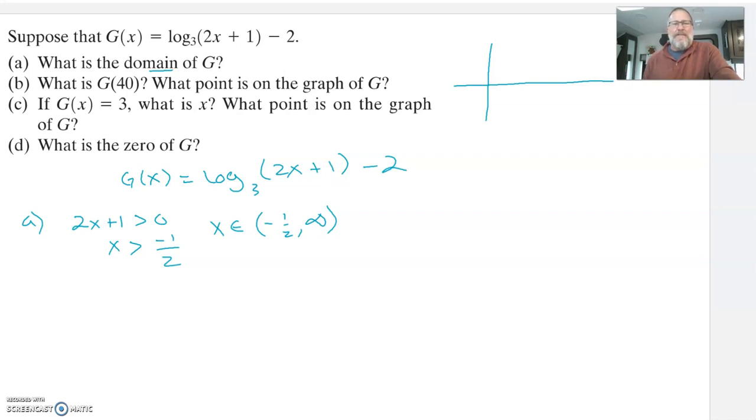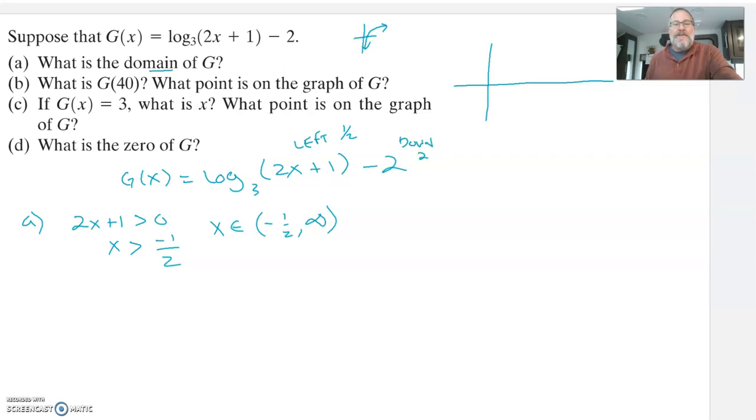So if I take the parent graph, I always visualize my parent graph, right? And I shift it left. What makes 0 there? Left 1/2. Negative 1/2 makes 0 there. You should know that because I just did it a second ago. Look, it's over here. I know it had a different symbol, but it's the same thing. And down 2. Can't say it enough.